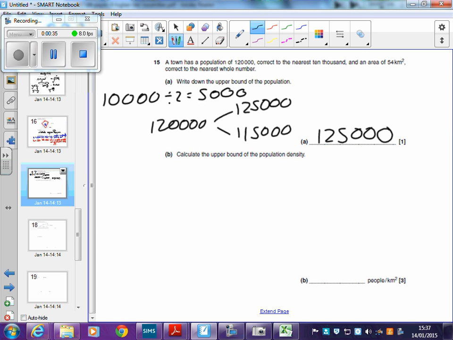I know that that would round up to 130,000. Okay, I am aware of that. However, we use it as the upper bound because that is the point where everything changes. So that is why we use that as the upper bound.